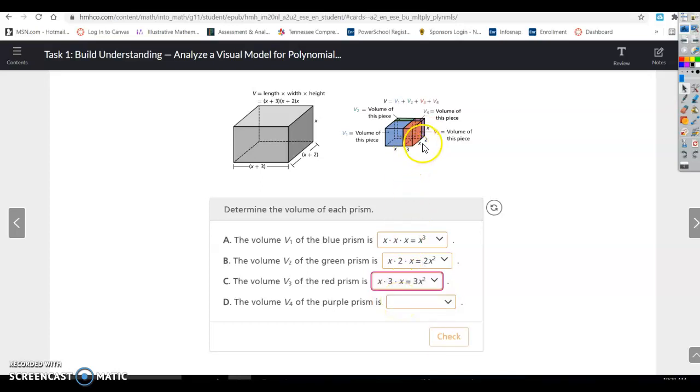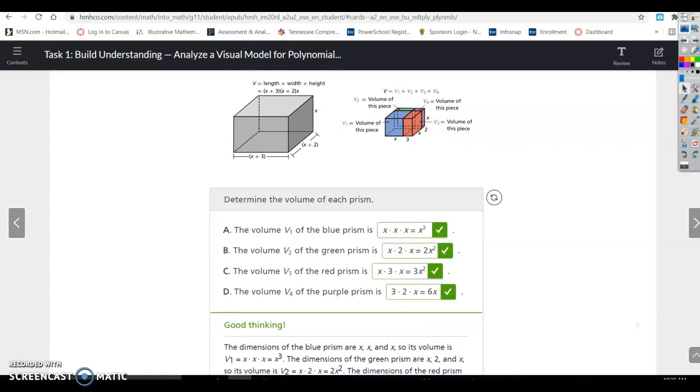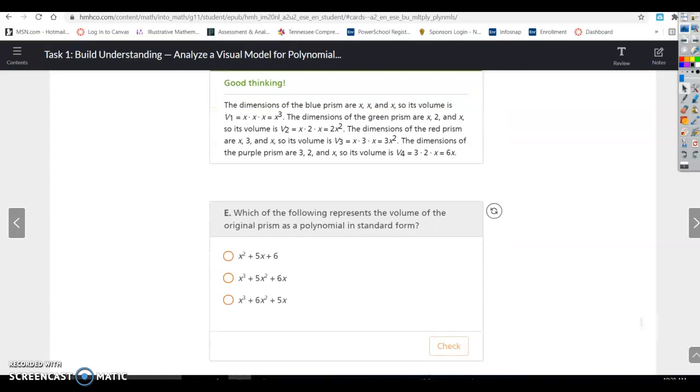And then volume 4 is here in the back. Nope, it's the purple one here. So this side length is 3. It's got a side length of 2 and a height of x. So 3, 2, and x. So what we're doing is just breaking that into smaller sections so that you can see the volume there.